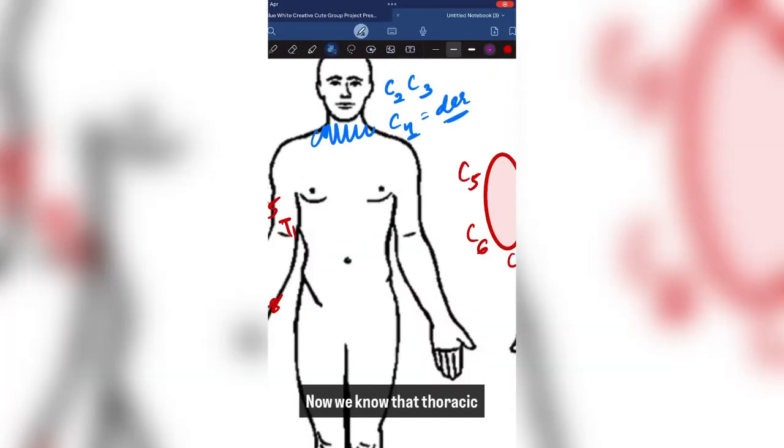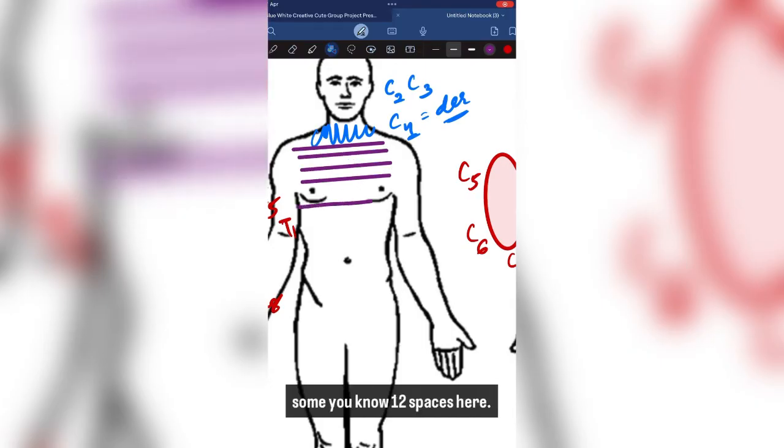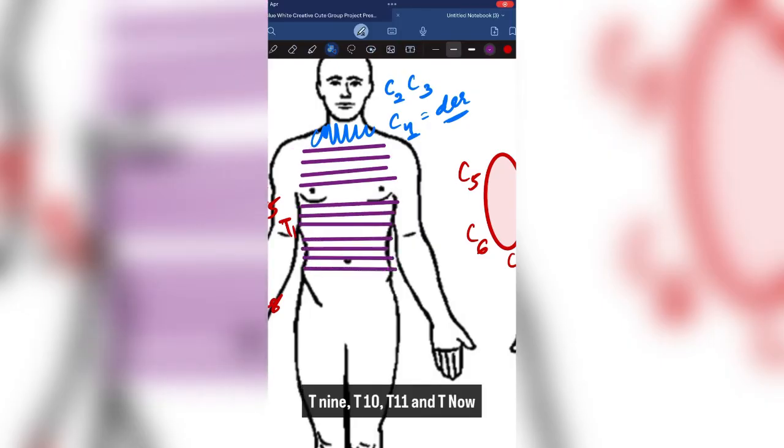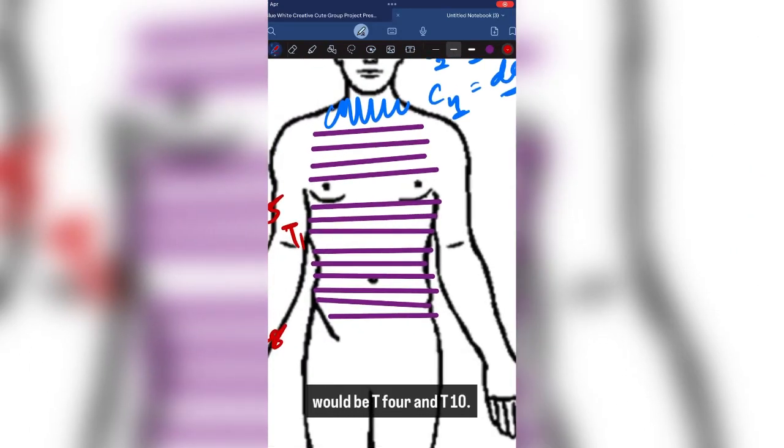Now we know that thorax supplies to the thoracic part, therefore let's just draw some 12 spaces here: T1, T2, T3, T4, T5, T6, T7, T8, T9, T10, T11 and T12. Now the main things we need to know in the thoracic cavity would be T4 and T10. Now we know that there are 2 breasts and 2 nipples, therefore 1, 2, 3, 4, that would be T4. And we know that there is an umbilicus right in the center which looks like a 0, therefore T10. So T4 for the nipples and T10 for the umbilicus.